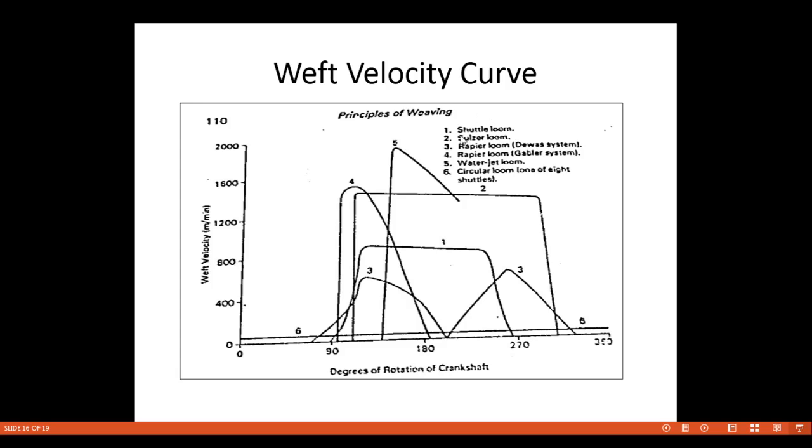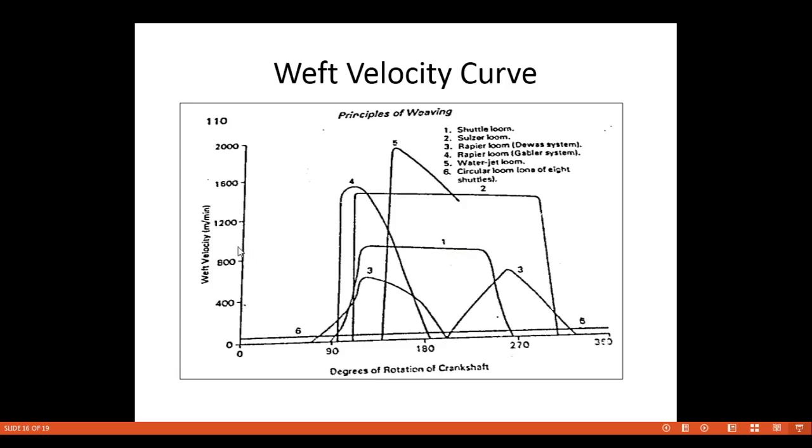So first we will see the shuttle loom, how the velocity is there. One number we can see here. At 90 degree the picking starts and at 110 degree the picking takes place. The velocity of weft becomes high when the picker has struck the shuttle. The velocity of weft increases here, and in the shed the velocity remains constant.